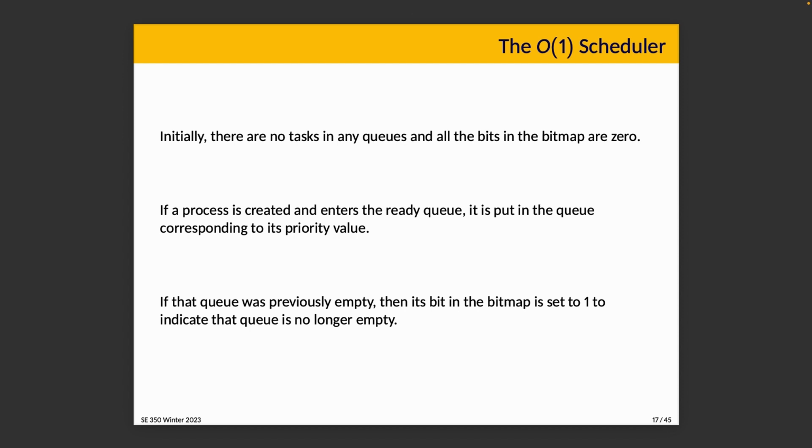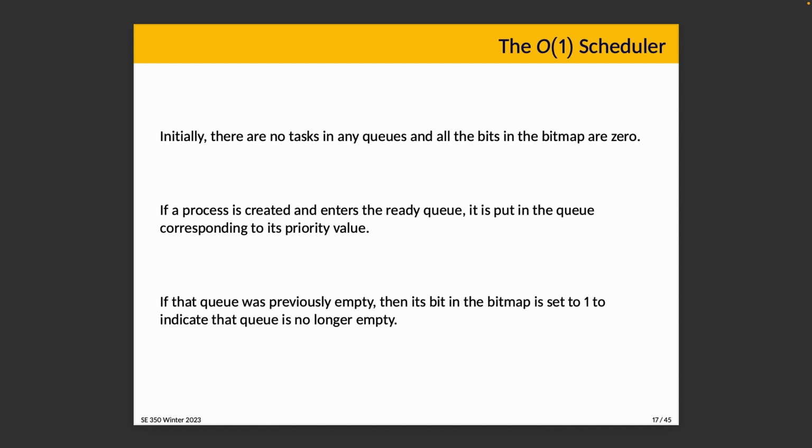Initially, on startup, there are no tasks in any of the queues and all the bits in the bitmaps are 0. If a process or thread is created and it enters the ready queue, it's put in the queue corresponding to its priority value. So if its priority is 132, that's where it goes in the queue. Although, it'd be minus 1 because we started at 0. Actually, no, it'll be 132 because 0 is a priority, so 139 is the maximum. So it's 132. Then it goes in at that level. And if that queue was previously empty, its bit in the bitmap is set to 1 to indicate that that queue is no longer empty. And I think at this point, you're already getting a hint as to the strategy. How does this work?